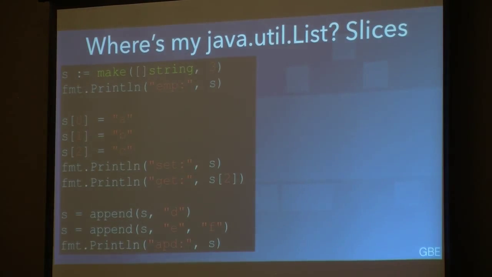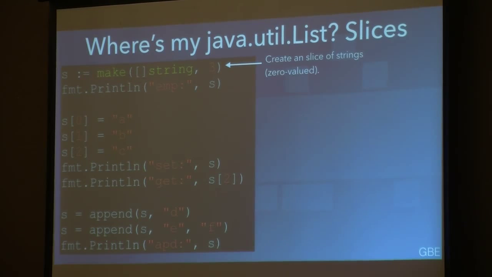Okay, so list-like types. There is a type called a slice in the language. And you make a slice, and you get a size of this thing with zero values. So this is a slice of size 3: empty string, empty string, empty string. I then can put things into those cells. So now I have a, b, c. I can get the value back out, so that will give me back c.